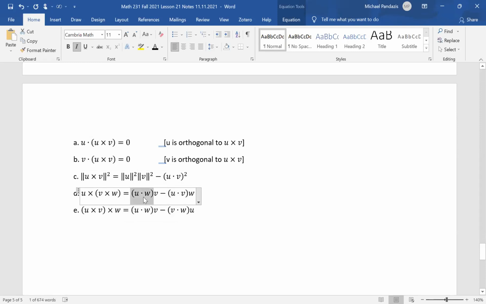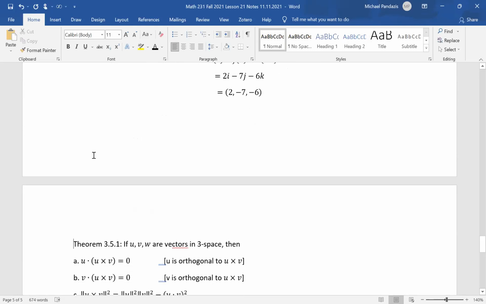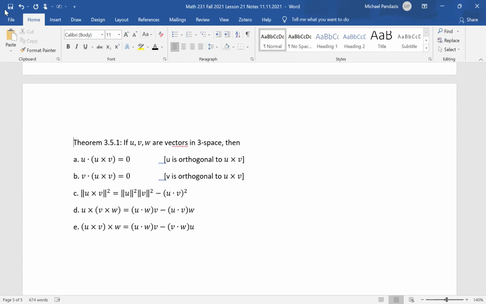So u dotted with w is a coefficient of v. It's a number, and you're multiplying a vector by a constant there. And here you're also multiplying a vector by a constant. It doesn't look like a constant, but it is one. So that's theorem 3.5.1. It applies to three vectors u, v, w in 3 space. We're being specific about the space we're in. We're considering 3 tuples here, u, v, and w.